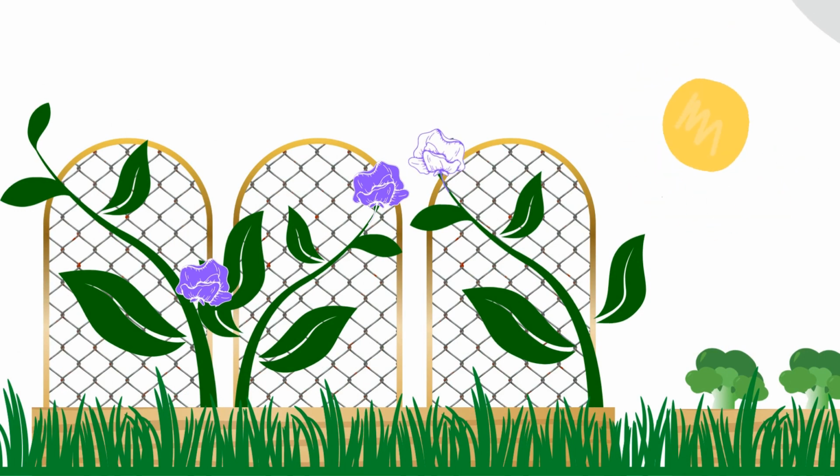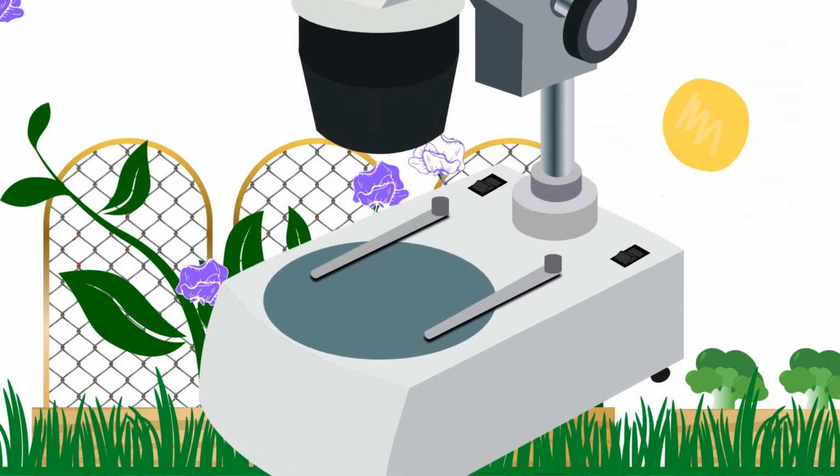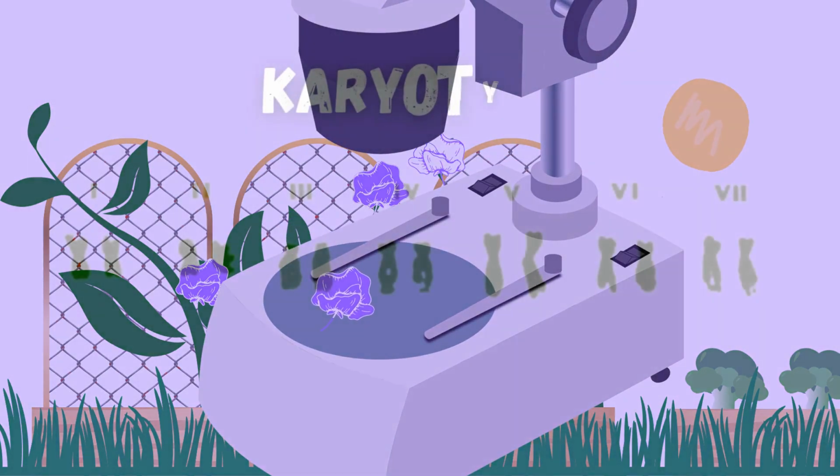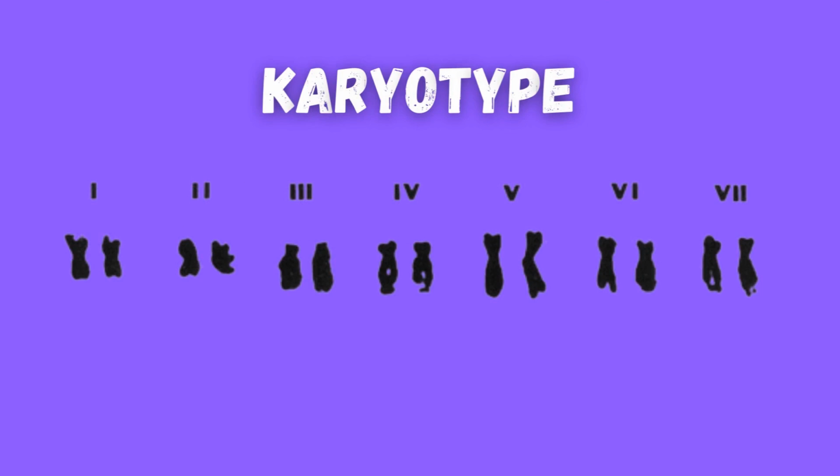That's when your sister pulls out her weird portable microscope. Putting a purple flower under the microscope, she begins to zoom in. Soon you can see 7 pairs of squiggly lines. This is a karyotype, she says. A karyotype shows you all the genetic material, or chromosomes, in an organism.